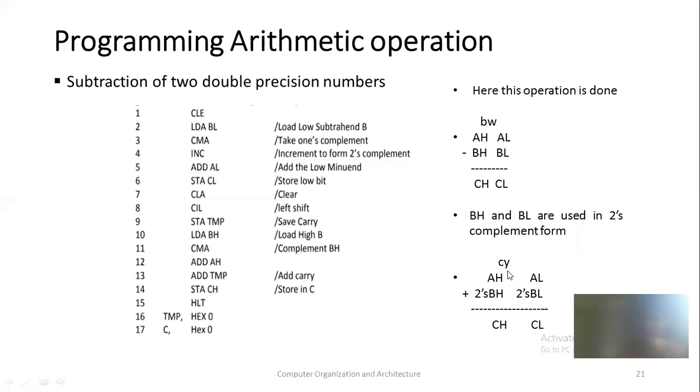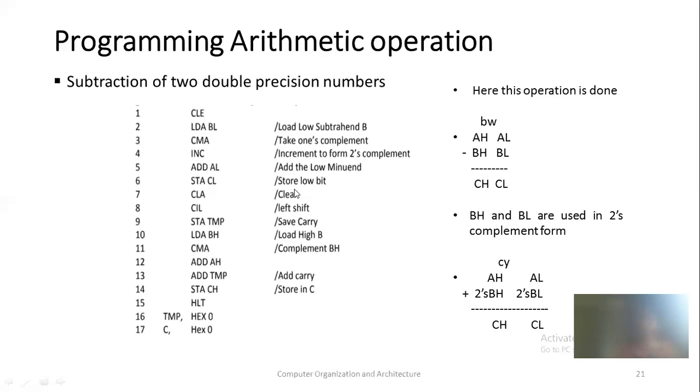Okay, so for that we will store that into a temporary location because we already have to do the 2's complement for this BH. So for that reason, after CLA and CIL, we find out whether any carry is there or not, and we will store that content of CY at the temporary location TEMP. Then we will add it to our result of AH plus 2's complement of BH. Okay, so let me first do AL minus BL, that is AL plus 2's complement of BL.